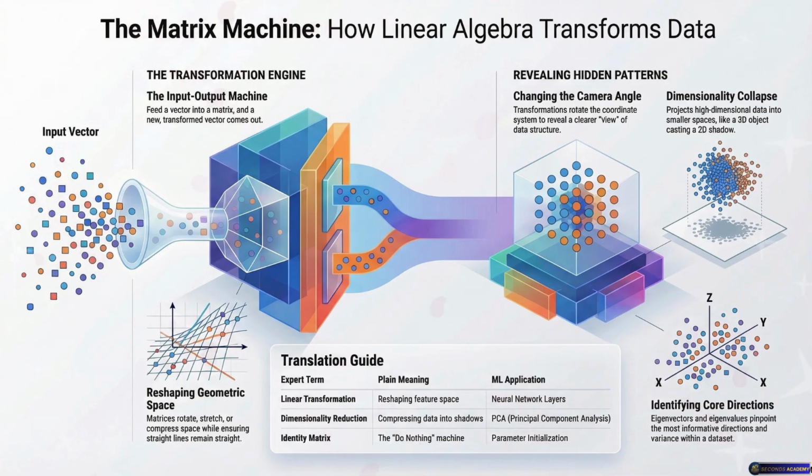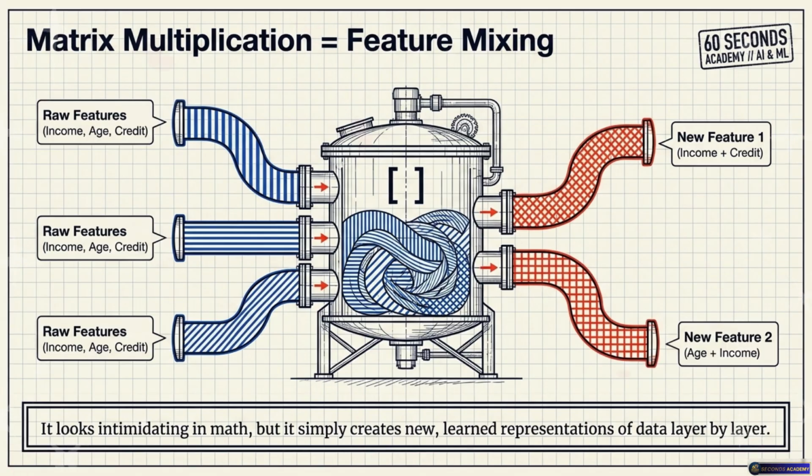How does the model actually compute that reshaping? Well, this brings us to the concept of matrix multiplication, or what we should conceptually think of as feature mixing. I know that for many people, the term matrix multiplication induces a bit of anxiety. It brings back memories of memorizing arbitrary rules for multiplying rows by columns in high school.